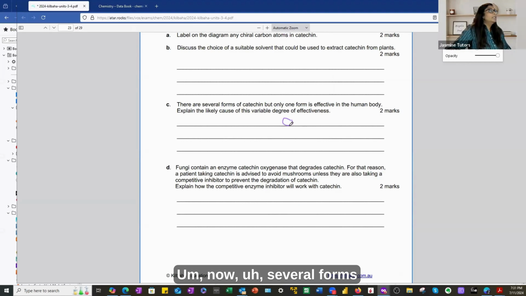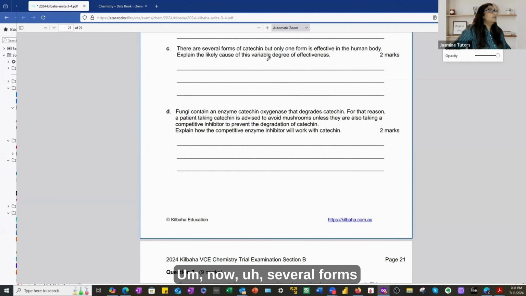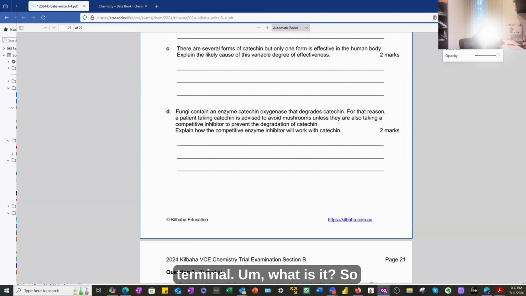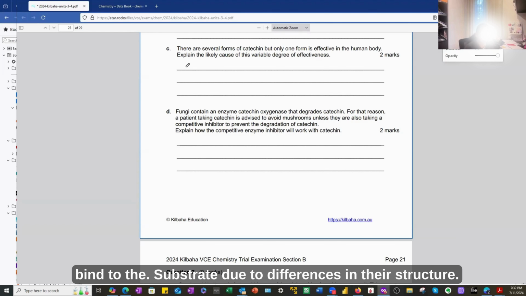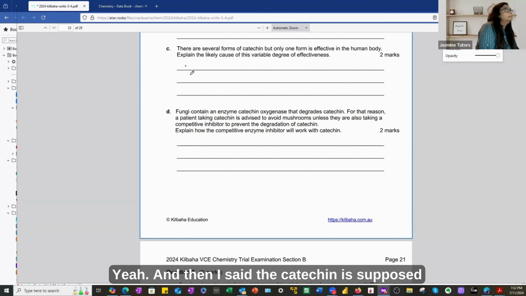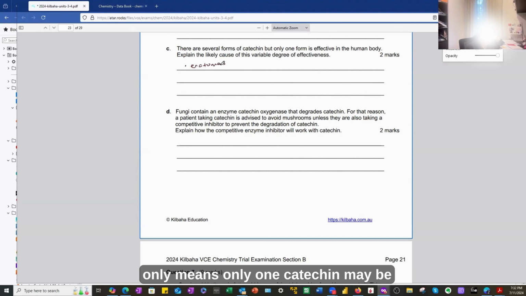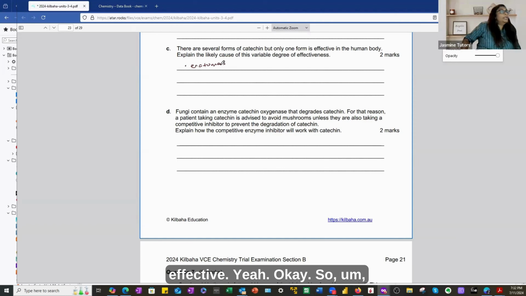Now, several forms of catechin are effective. Explain. You must use a key terminology. What is it? For C, I said it may be possible that catechin enantiomers are unable to bind to the substrate due to differences in their structure. I said the catechin is supposed to act as a competitive enzyme inhibitor. However, differences in structural arrangement of atoms and bonding means only one catechin may be effective. Okay, so that's too long, you won't have time.